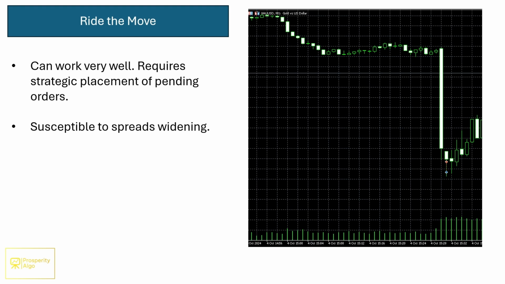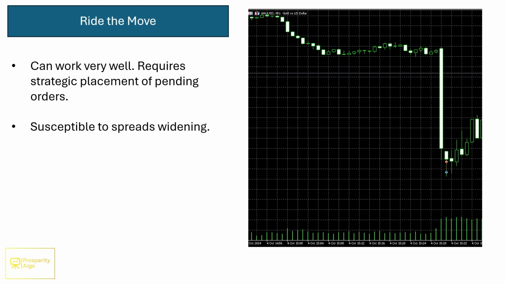And as you can see here, this was Missile, and it did precisely that. It detected the large impulse from NFP, it placed a pending order, and it quickly took profit. This actually works very well, but it has to be done very strategically, and I would be very hesitant to do this in a non-algorithmic way.